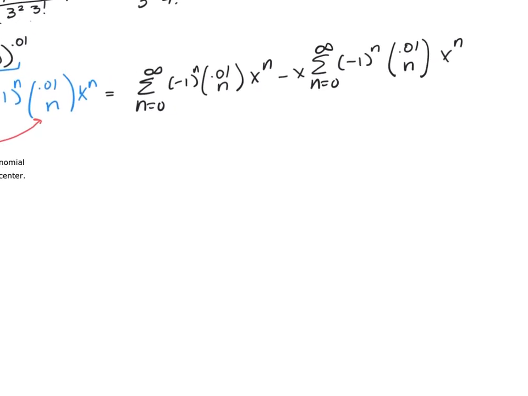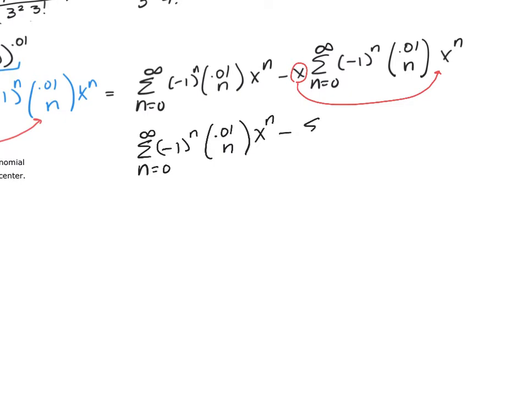Now I'm going to bring that x back in. So I'm going to take this x and bring it back in. So this is the summation of n equals 0 to infinity of negative 1 raised to the n, 0.01 choose n, x raised to the n, minus the summation of n equals 0 to infinity of negative 1 raised to the n, 0.01 choose n, x raised to the n plus 1.